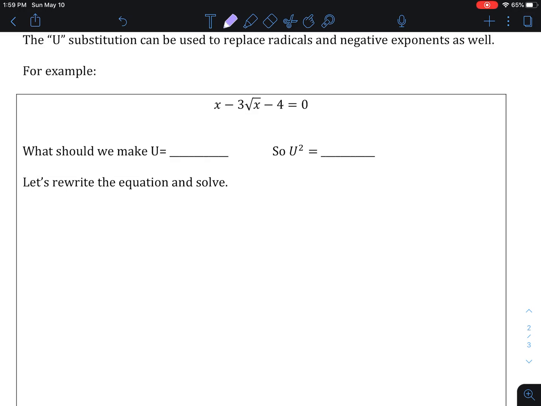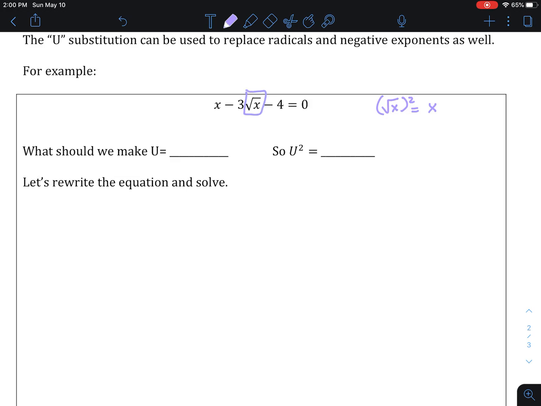If we continue on, we can look at a couple other variations on equations reducible to quadratics. So if I had the equation x minus 3 square roots of x minus 4 equals 0, you'll notice, again, if you just look at it quickly, it's not a quadratic, but if you look a little bit deeper, you'll realize that the square root of x, if we square that, we get x, right? So x is actually the square root of x squared.